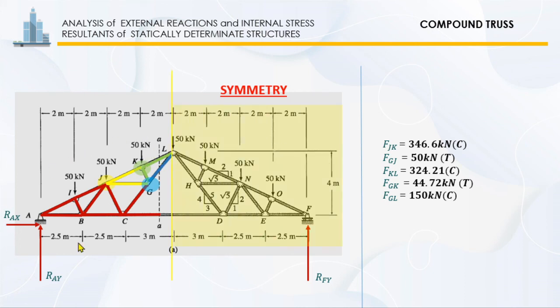Kung ano yung mga nakuha natin dito sa AB, same lang doon sa makukuha natin sa FE. Kung ano yung nakuha natin sa IB, same lang siya sa JE. Parehas lang sila. So, that's it, class. That's how we solve for the member forces if the given is a compound truss.